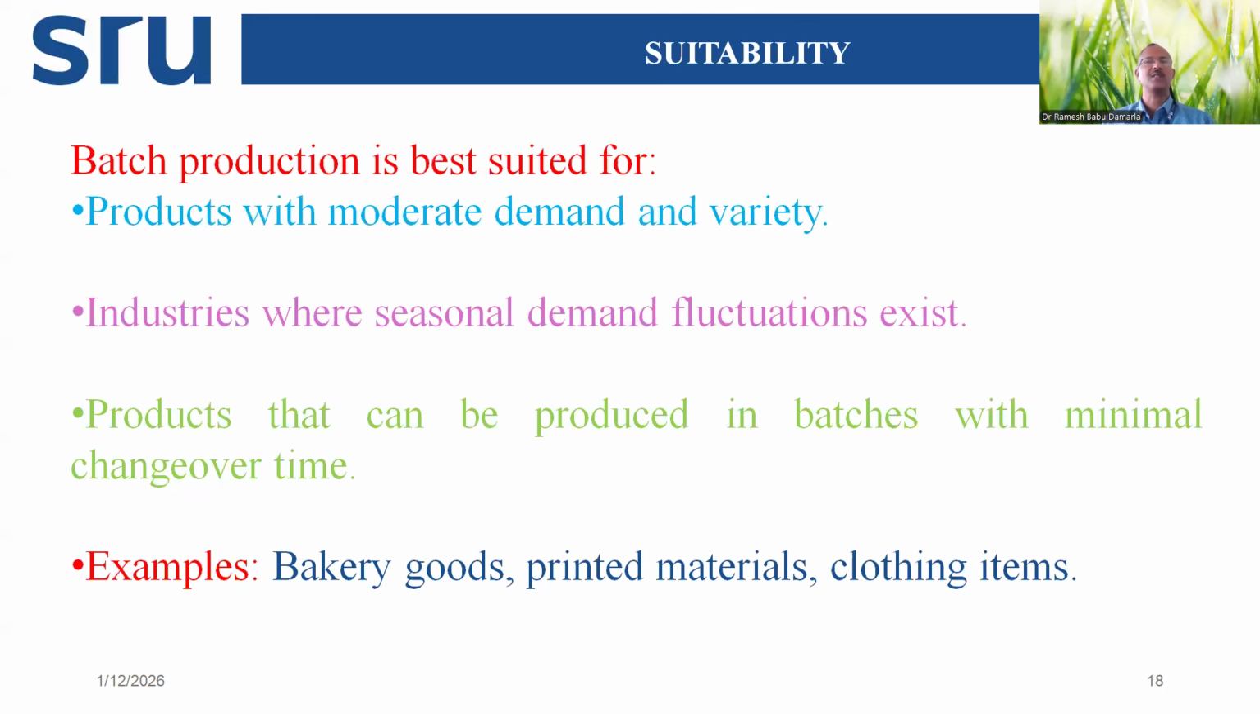For what kind of products is this suitable, let us see. Products with moderate demand and variety, this is suitable. If the product is high demand and low variety, high volume, mass production is suitable. Industries where seasonal demand fluctuations exist, this is suitable. Products that can be produced in batches with minimal changeover time, this is suitable. Examples are bakery goods, printed materials, clothing items, and components which are made in batches.